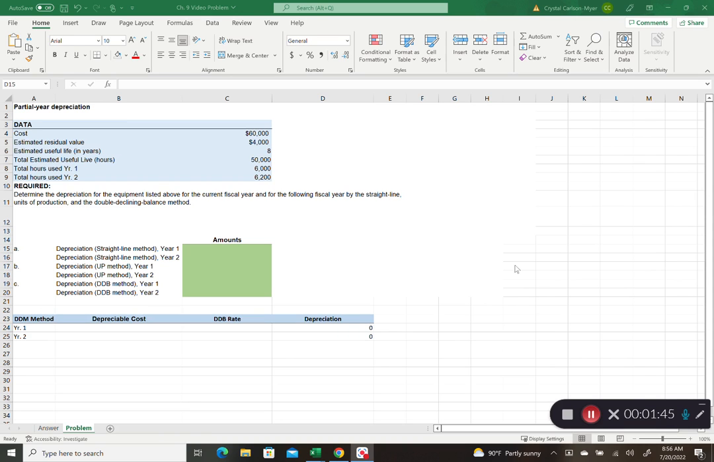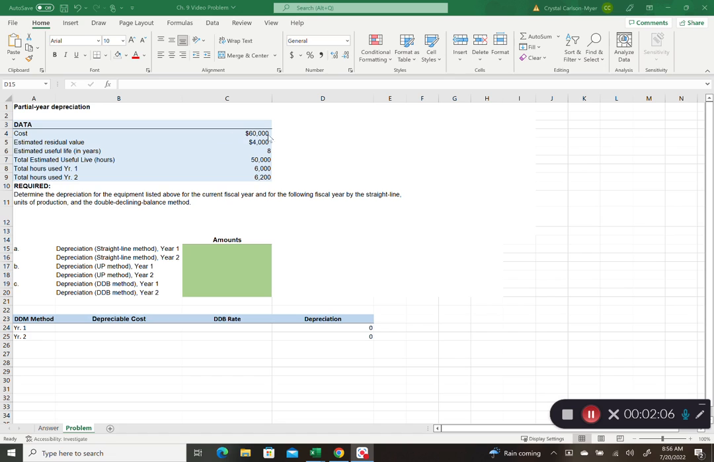So let's go ahead and get through this problem. Under the required section, it says determine the depreciation for the equipment listed above for the current fiscal year and the following fiscal year by the straight line, units of production, and double declining balance method. So I've got a year 1 and 2 for each of the different methods going on here. So let's look at the problem.